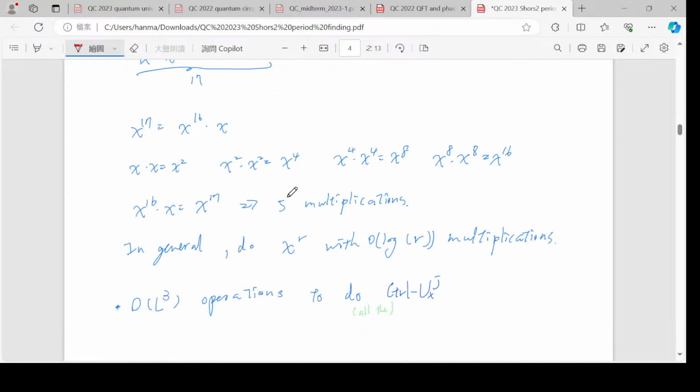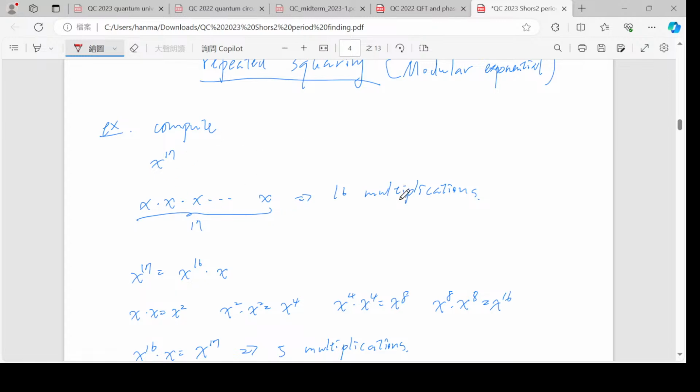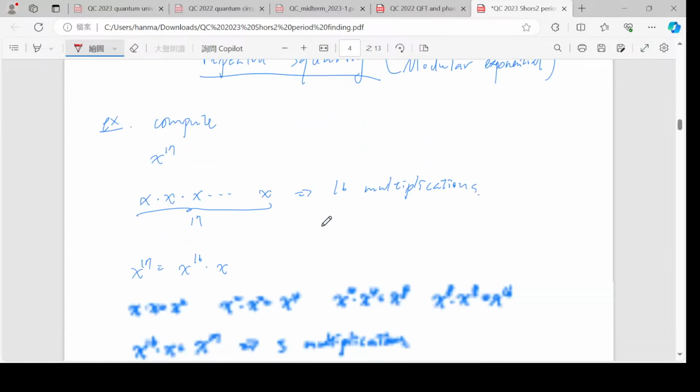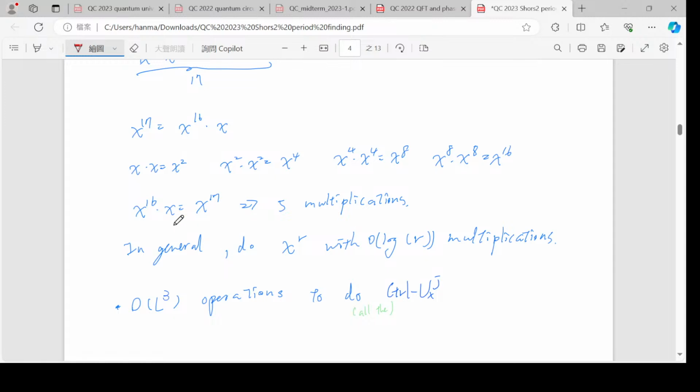So you see that to get x to some large power r, you actually need to do much fewer multiplications than you think. In general, x to the r can be done in order log r multiplications.